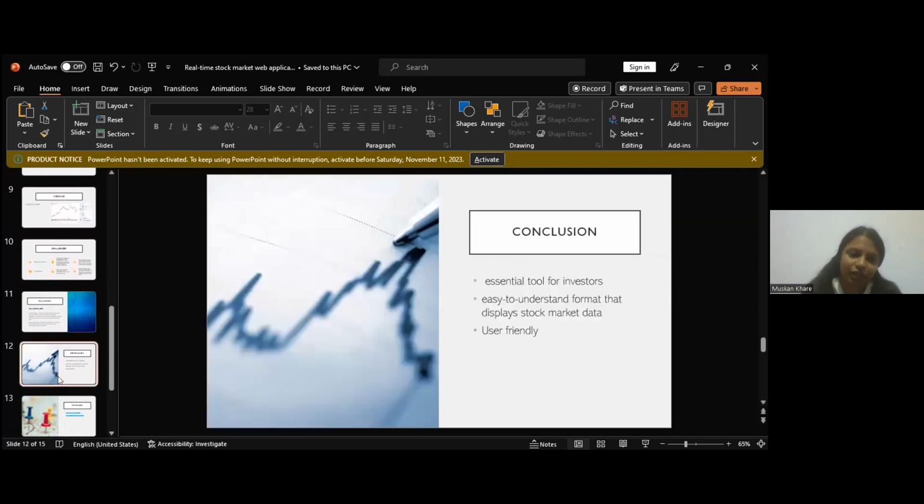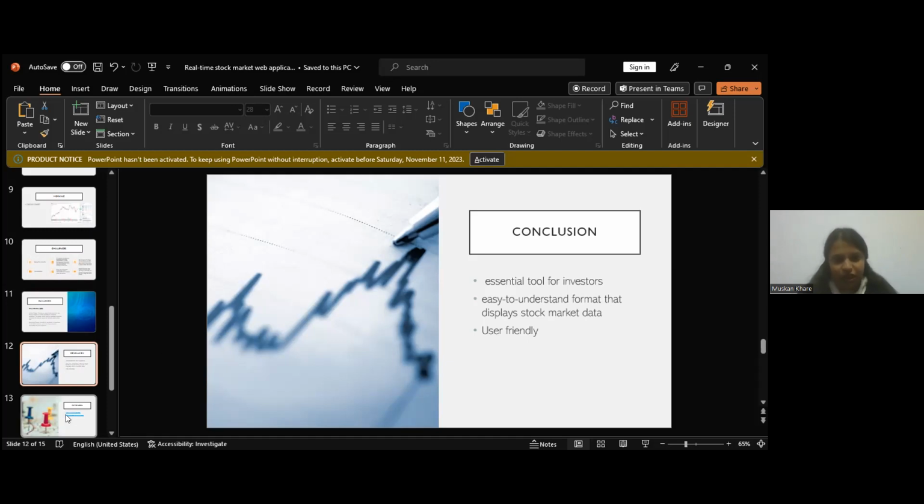Now the next slide, my conclusion. I can say this is an essential tool for investors. If anyone wants to invest, they can use this application, whether they are beginner, intermediate, or advanced level. The application is very easy to understand. Investors can understand the stock market data very easily. And third, this is user friendly and provides real-time data.